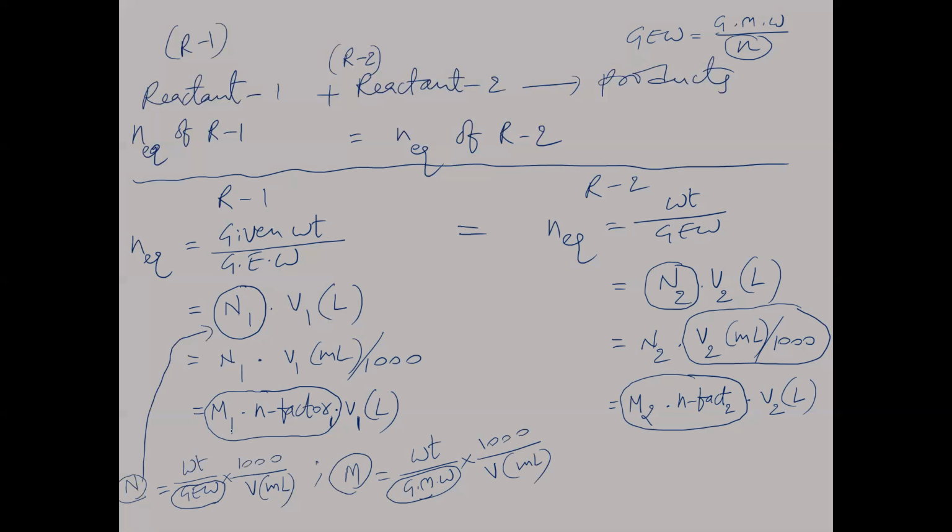If you want to calculate M1, we have to substitute the values of the first reactant. If you want M2, we substitute the values of reactant 2. Then we get the molarity values. So we can use this formula for molarity and this formula for normality. By using these formulae, we can calculate normality and molarity of the first reactant or the second reactant.